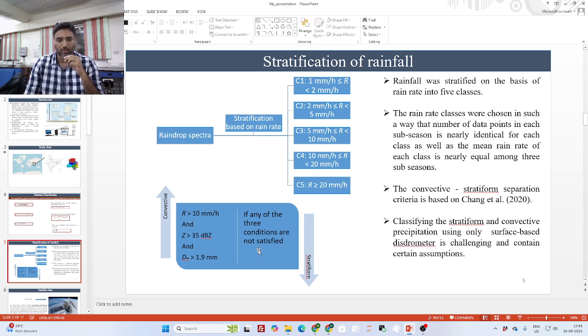We have also stratified the raindrop spectra into convective versus stratiform. To classify the spectra into stratiform or convective precipitation, we have used the methodology described by Chang et al. That methodology is that if rain rate is greater than 10 millimeter per hour, and the associated reflectivity is greater than 35 dBZ, and the associated mass-weighted mean diameter is greater than 1.9 mm, if all of these 3 conditions are met simultaneously, then only we say that it is convective. If any of the 3 conditions are not satisfied, then we say that it is stratiform.